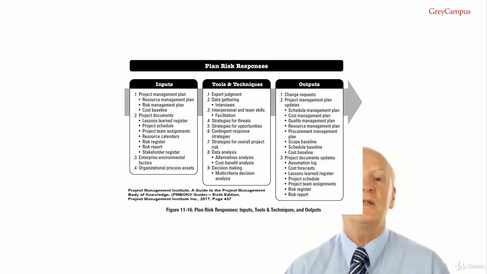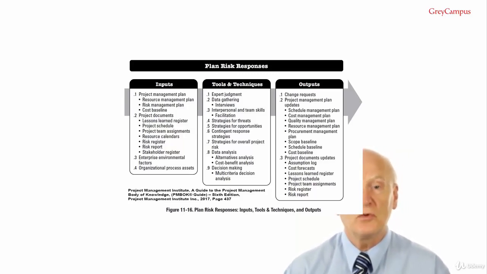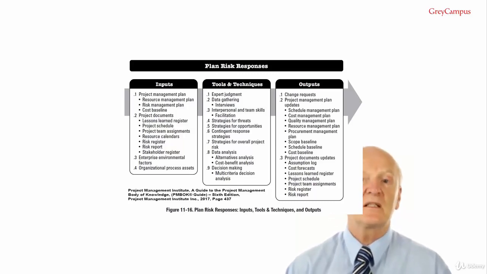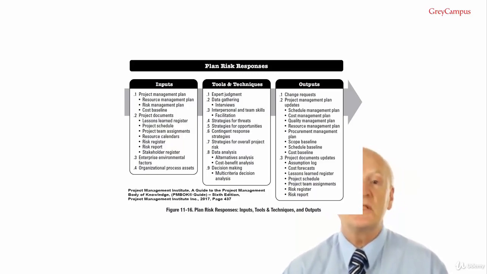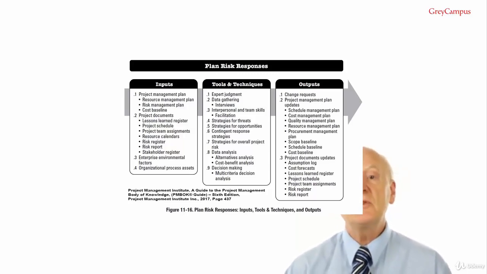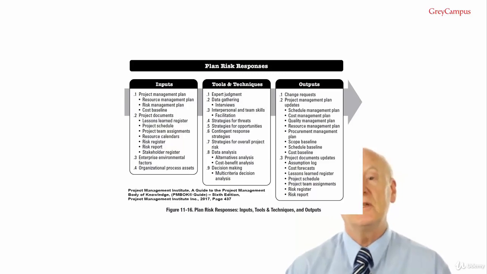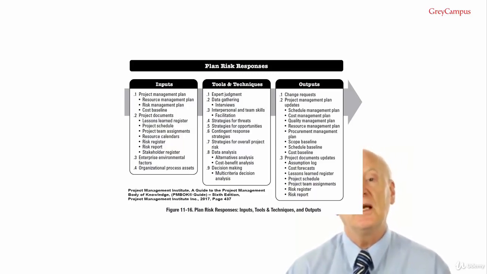Output number 3, project document updates would include the assumptions log, cost forecasts, lessons learned register, project schedule, the project team assignments, because once the assignments are confirmed, the necessary resources should be allocated to each action associated with a risk response plan. These resources include suitably qualified and experienced personnel to execute the agreed upon action, usually within the project team. A specific budget and timelines for the action and any required technical resources to complete the action.